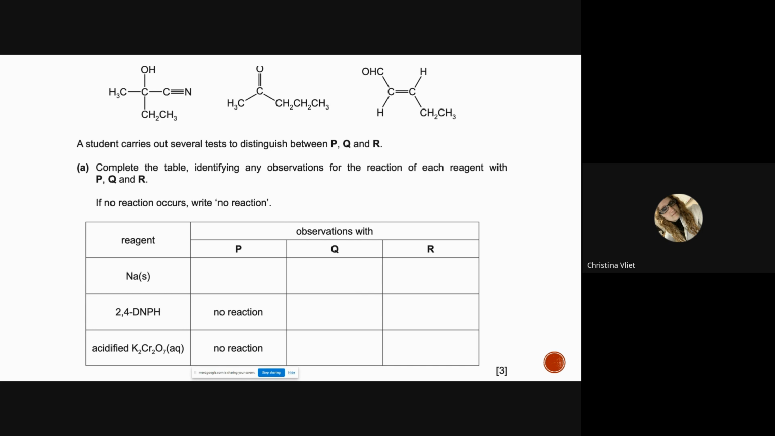Does sodium react with this? Yes or no? No. Does sodium react with alcohol? It does. Is there alcohol here? Yeah. What does it do? Bubbles. Fizzing. Does sodium react with Q? It's a ketone. No. Does sodium react with R? Yes. Is that an alcohol? Yeah.